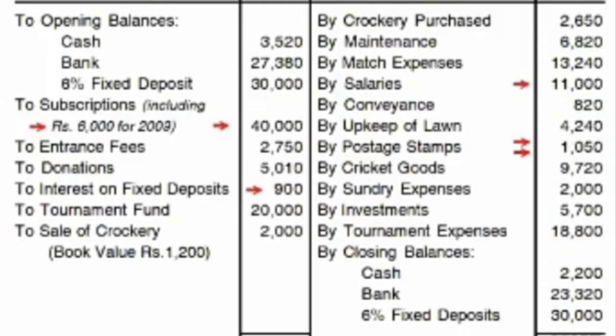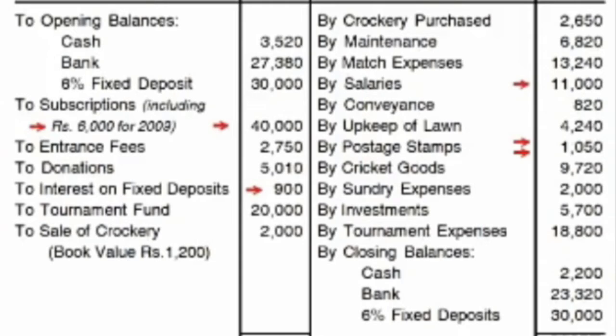13,240. Next item, salary. There is a mark here, so we know there is some adjustment related to this. So this amount we will enter in the inner column to salary 11,000. Next, conveyance expense. Conveyance is an expense that we can also record in the income and expenditure account, to conveyance 820.